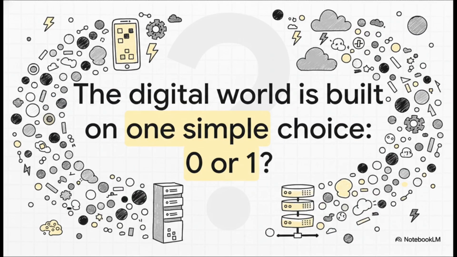So when you really think about it, the entire, vast, complex digital world, from the smartphone in your hand to the massive servers that run the internet, it's all built from an endless string of the simplest possible choice you can imagine. 0 or 1, on or off, yes or no. It's pretty incredible when you stop to think about it, isn't it?